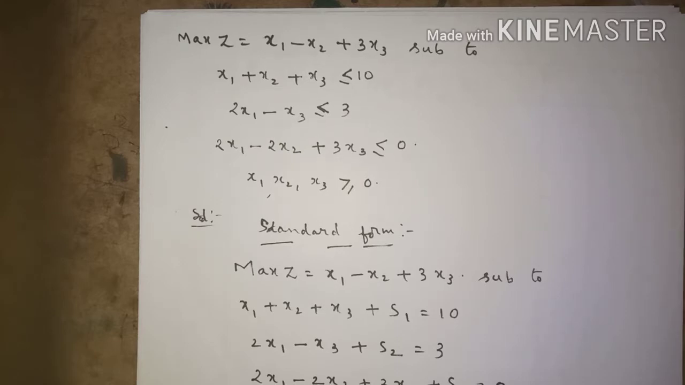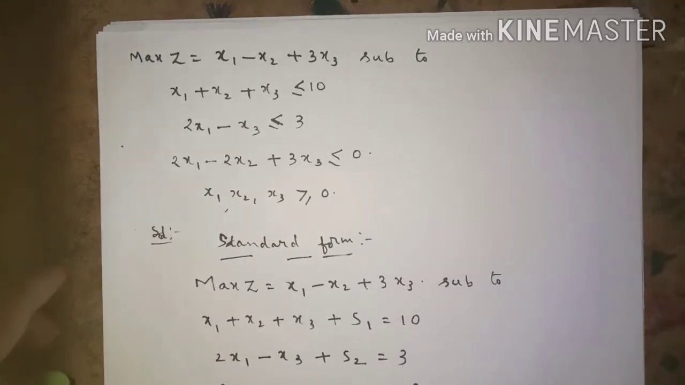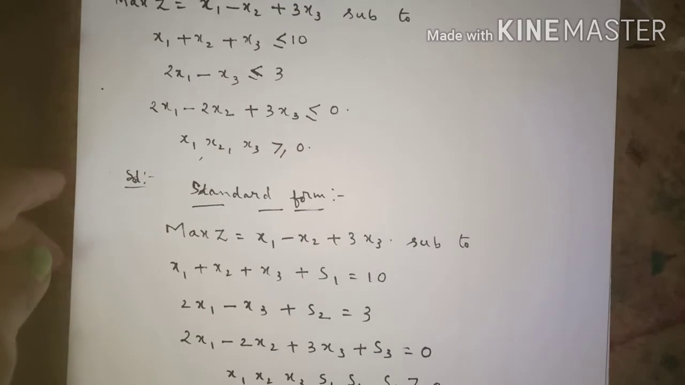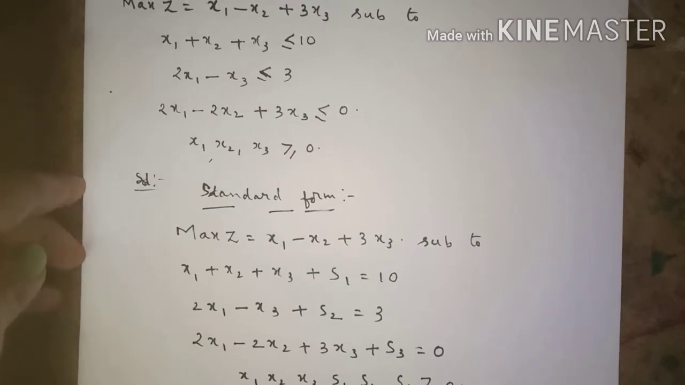Hello everyone. Today we will discuss one more LPP problem. Max z is equal to x1 minus x2 plus 3x3 subject to the constraints. The first constraint is less than or equal to 10. Second constraint 2x1 minus x3 less than or equal to 3. And third constraint is less than or equal to 0.